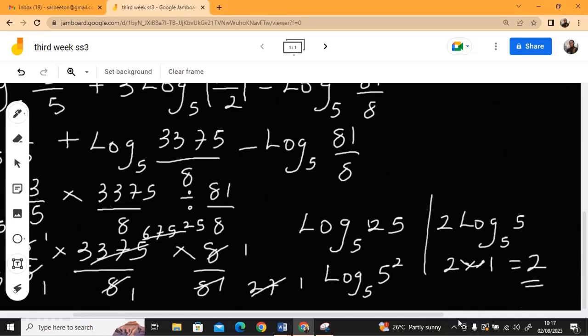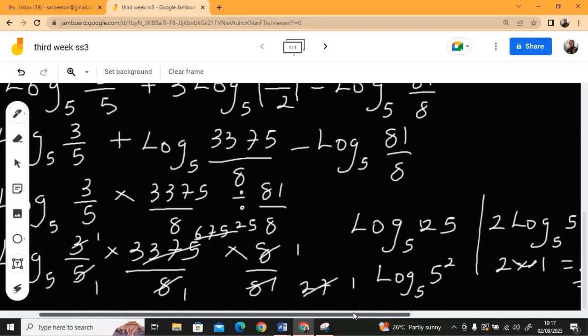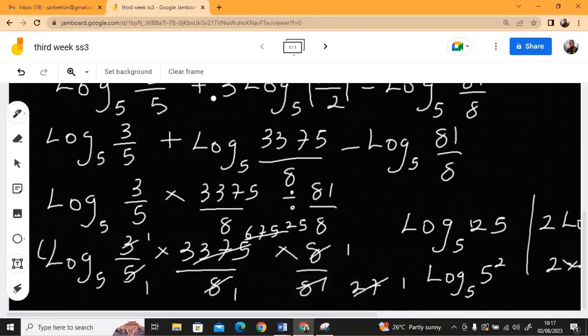You can check for yourself. Look at it. You can see it is very simple. Now let's move on to the next one. Now let's assume we are given something like this.